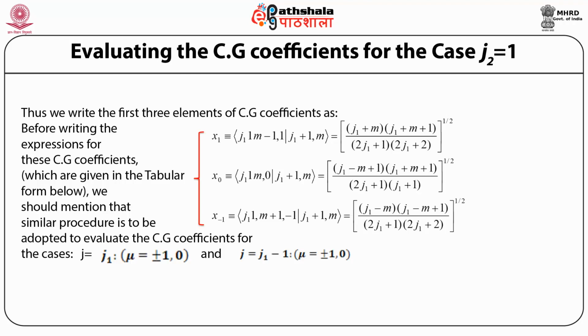Now before writing the expressions for these CG coefficients, which are given in tabular form below, we should mention that a similar procedure is to be adopted to evaluate the CG coefficients for the cases j equals j1 for mu equal to minus 1 and 0, and j equals j1 minus 1 for mu equals plus 1, minus 1 and 0.